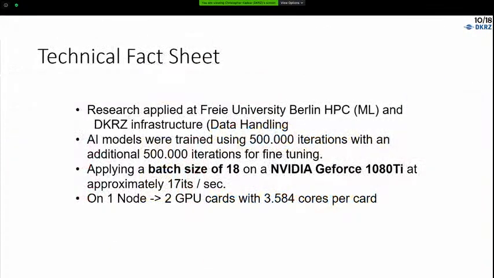Some technical fact sheet, if you're interested in that. The research was done at the Free University HPC and the DKRZ infrastructure for the data handling. The AI models were trained using 500,000 iterations, and 500,000 iterations for fine tuning. We used a batch size of 18 on a GeForce card, with 17 iterations per second, which was quite satisfying actually, but I guess it could be faster as well.